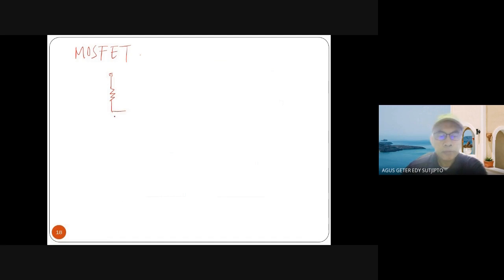So here there is the circuit of the MOSFET, shown in this figure, and this is the D terminal. This is the symbol of the MOSFET. And then this is D, this is source, and this is G. And then here is a grounding.